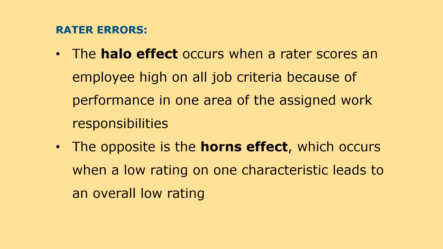The halo effect occurs when a rater scores an employee high on job criteria because performance in one area of assigned work responsibilities is great. The opposite is the horns effect, which occurs when a low rating given in one characteristic leads to an overall low rating.